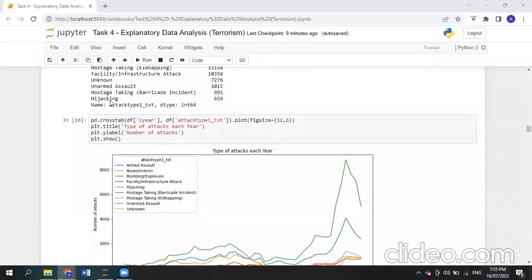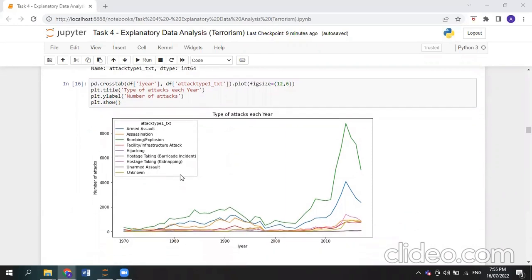Then we are showing a cross tab of each attack type that happened each year. As we mentioned, bombing had the highest and massively increased after 2010. They were all close to each other from 1970 to 2000.